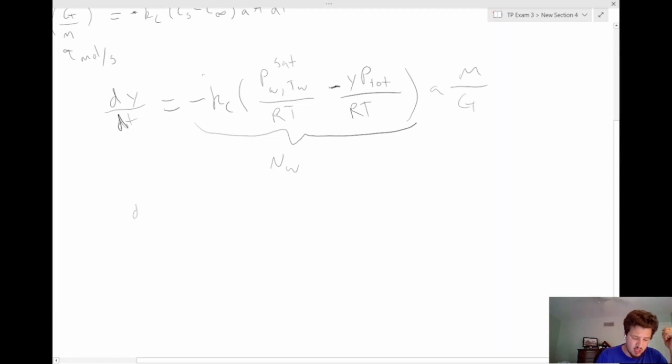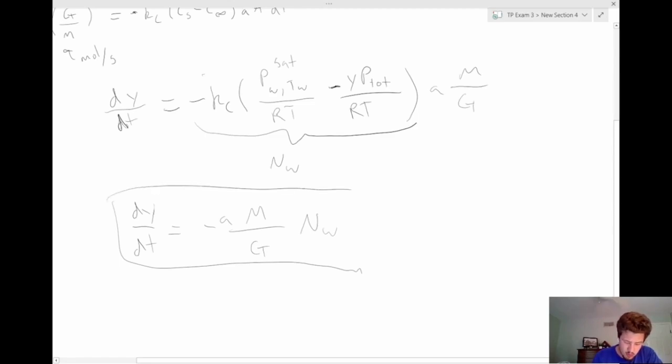So we have the change in the mole fraction over the change in position is equal to the specific area times the molecular weight over the gas flow rate times the molar flux. That is our first differential equation for the molar fraction with respect to position.